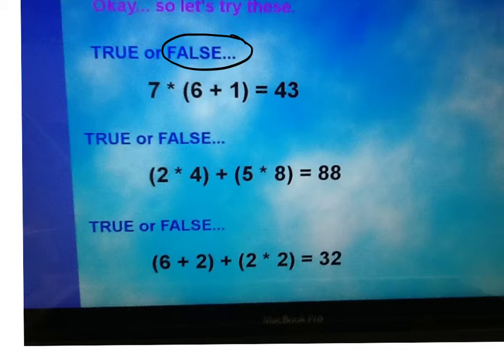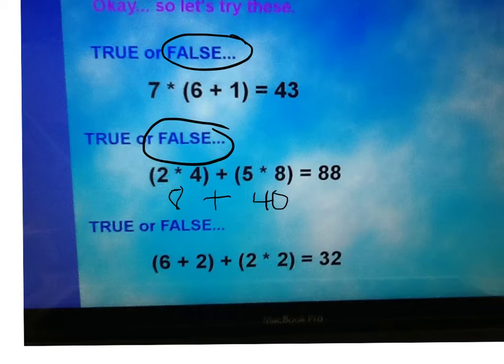Now, taking a look, we have 2 sets of parentheses. We're going to do our parentheses first, and then go ahead and add them together. So let's do 2 times 4. We should get 8. And we're going to add that to 5 times 8, which is 40. Now go ahead and add the 2 of them together, 8 plus 40. Well, once again, that's not going to be 88, so that is false.